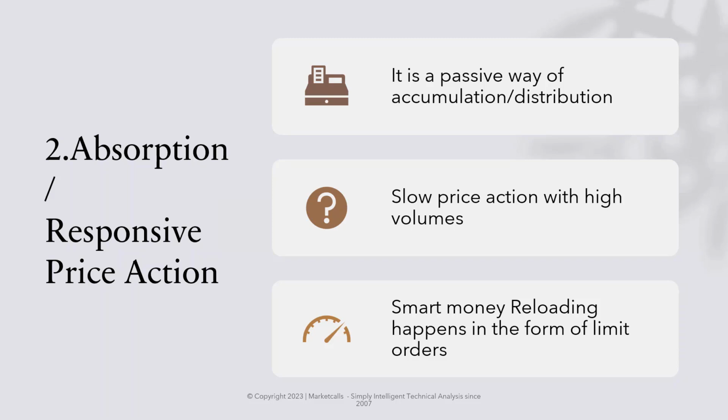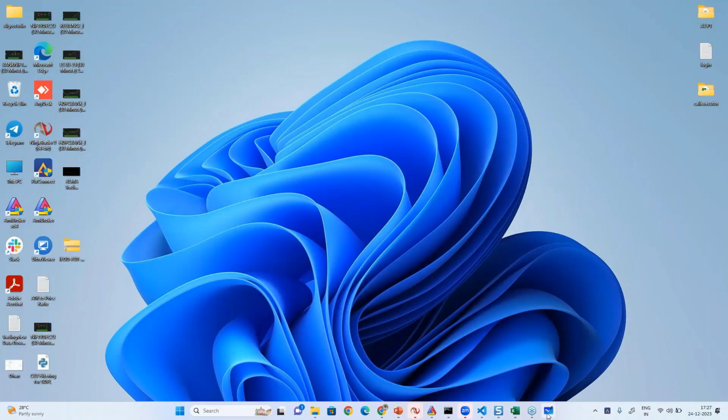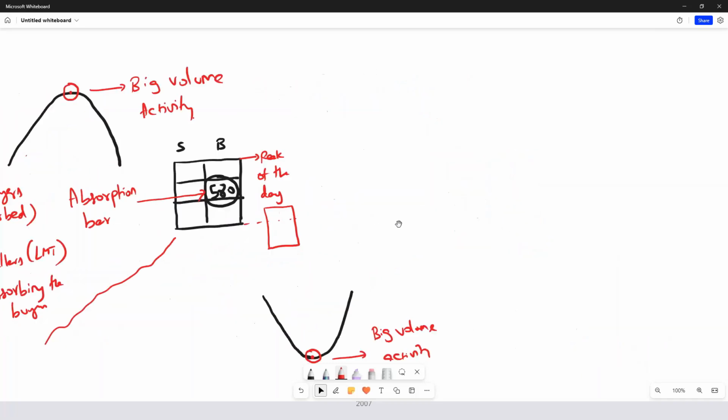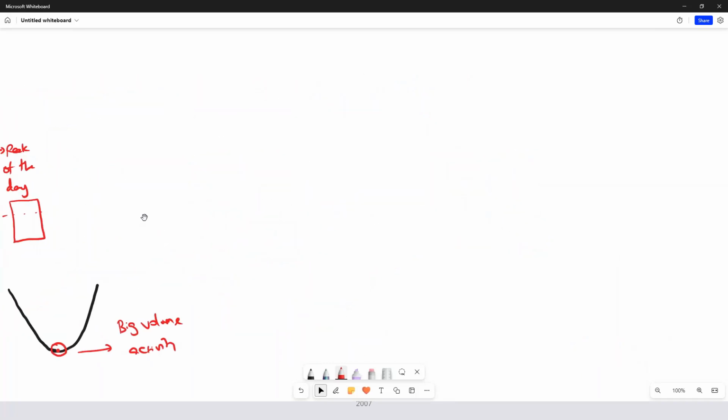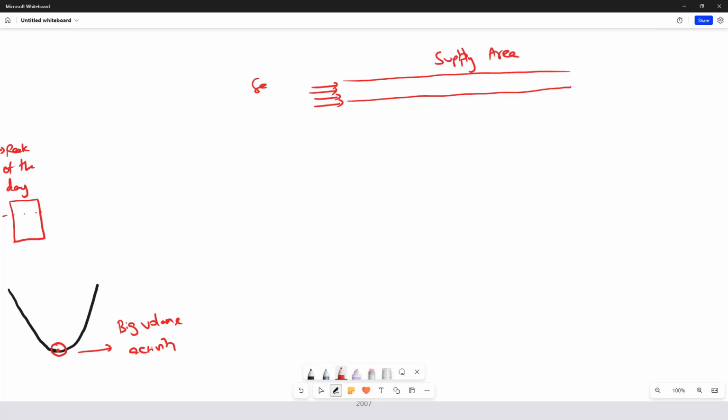Now, I'll try to explain this absorption with a simple example. Smart money, imagine they are floating liquidity in this band. Imagine it like a river, continuously flowing limit orders. Or we call it a supply area. Supply area is where the sellers have been active around this area. So a continuous flow of sell limit orders will keep on flowing around those levels.